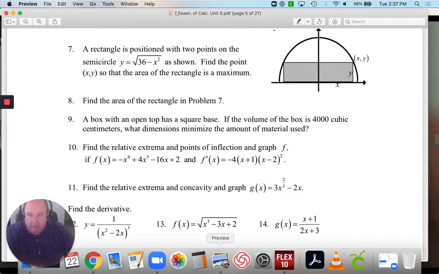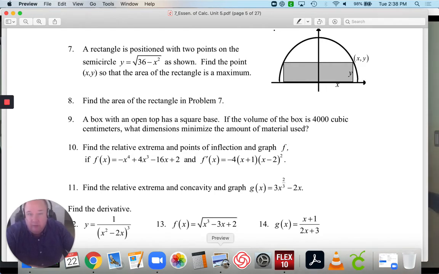A box with an open top has a square base. I'm going to draw that because I don't have a picture. So a box with an open top has a square base. So that means we have the same dimension on the bottom, x times x. I don't know the height of it though. It says if the volume of the box is 4,000. So that's what I know. I know the volume is 4,000.